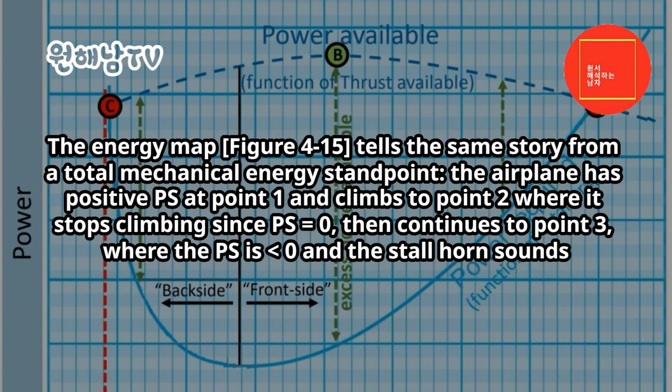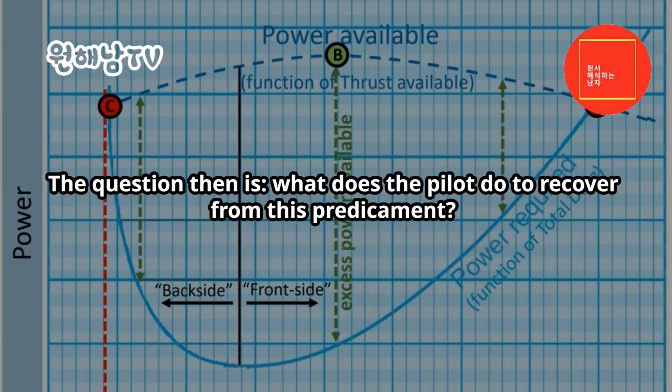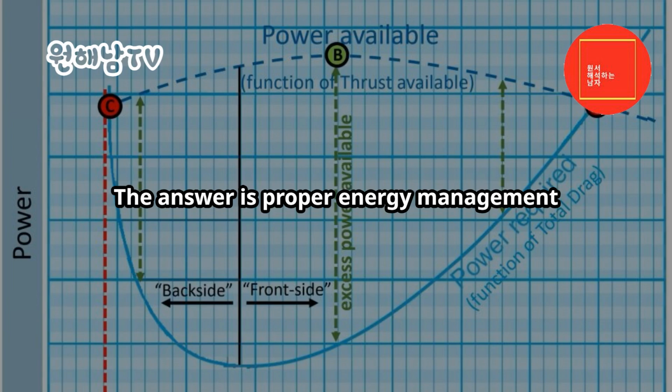The energy map, Figure 4-15, tells the same story from a total mechanical energy standpoint. The airplane has positive PS at point 1 and climbs to point 2, where it stops climbing since PS equals 0, then continues to point 3, where the PS is less than 0 and the stall horn sounds. The question then is, what does the pilot do to recover from this predicament? The answer is proper energy management.